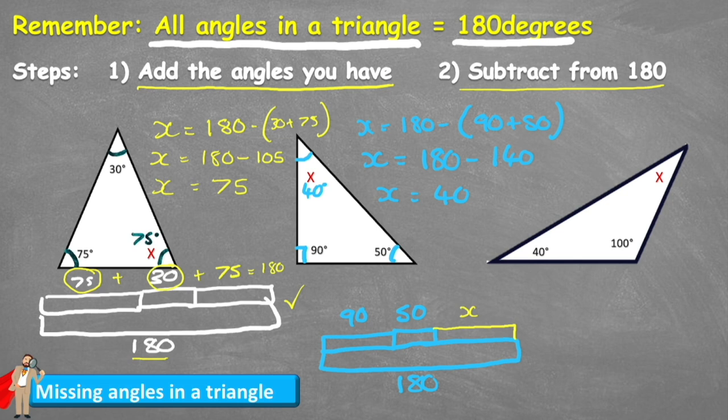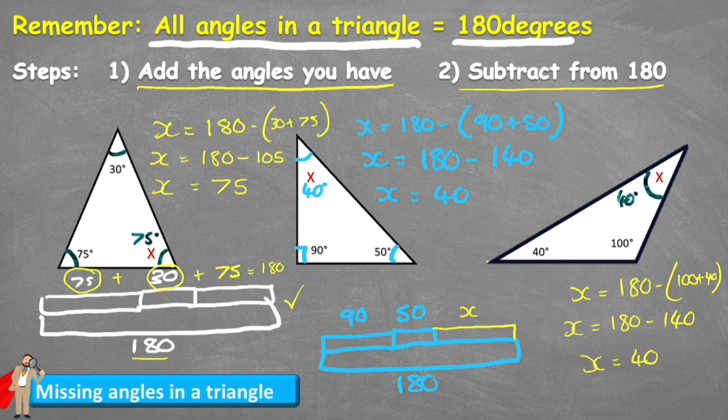Okay, one left. Let's have a little look at this one. And I'm going to do it without my bar model this time, just straight into the algebra. And I have x equals 180 subtract 100 plus 40. Therefore x equals 180 subtract 140. X equals 40. So the value of x is 40 degrees. Simple stuff.